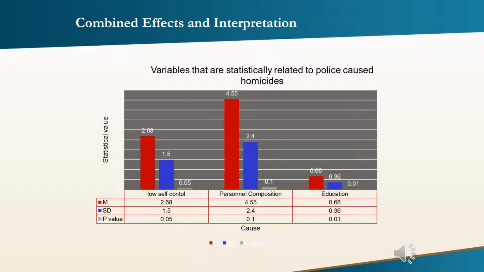This study examined 3 possible causes of police aggression that led to or may have led to police homicide. There were multivariate factors that contributed to the identified possible causes of police aggression. These identifiable variables were low self-control, personnel composition, specifically the inclusion of female officers, and education and training. The included chart identified the statistical association of these variables and police homicides. All variables showed a statistical significance related to police homicides, which is reflective in the p-value of less than 0.1.